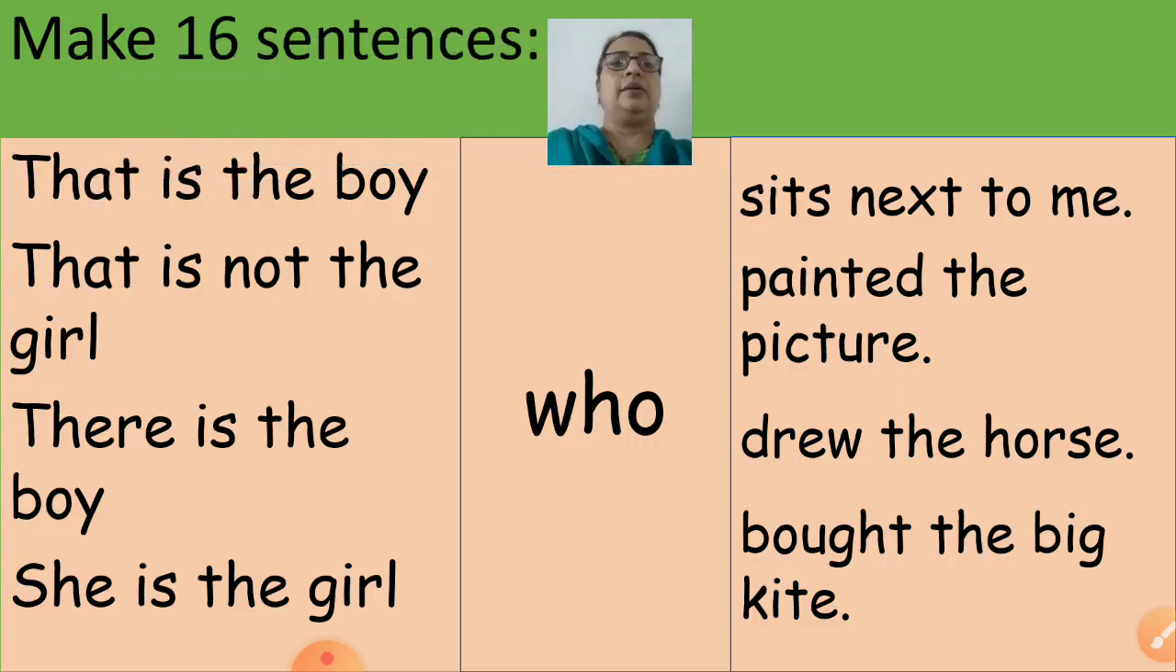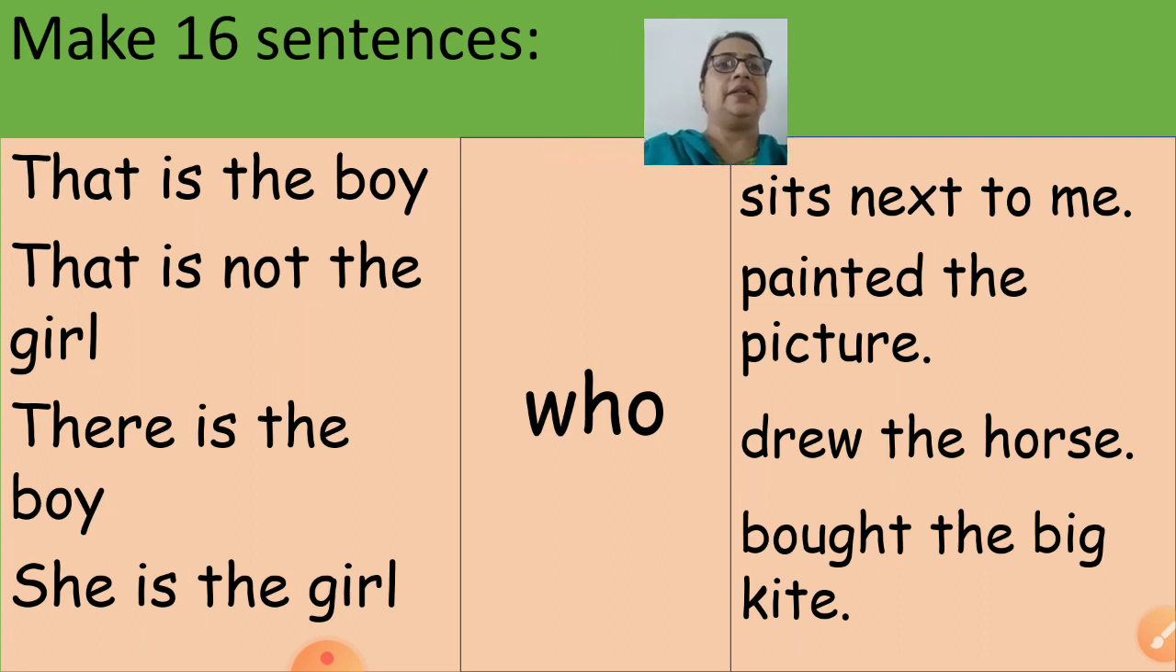See, your favorite activity is given here. We are going to make sentences with the help of the group of words given here. So what is the question, children? Make 16 sentences. Okay, you can see 3 columns given here, and in each column, in the first column, one group of words is given, then in the second column, one word, who, is given, and in the third column, again the group of words is given.